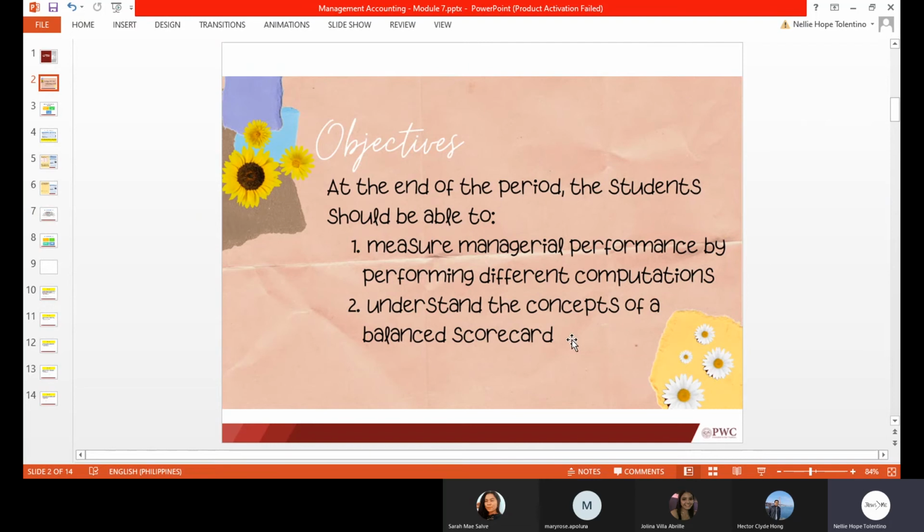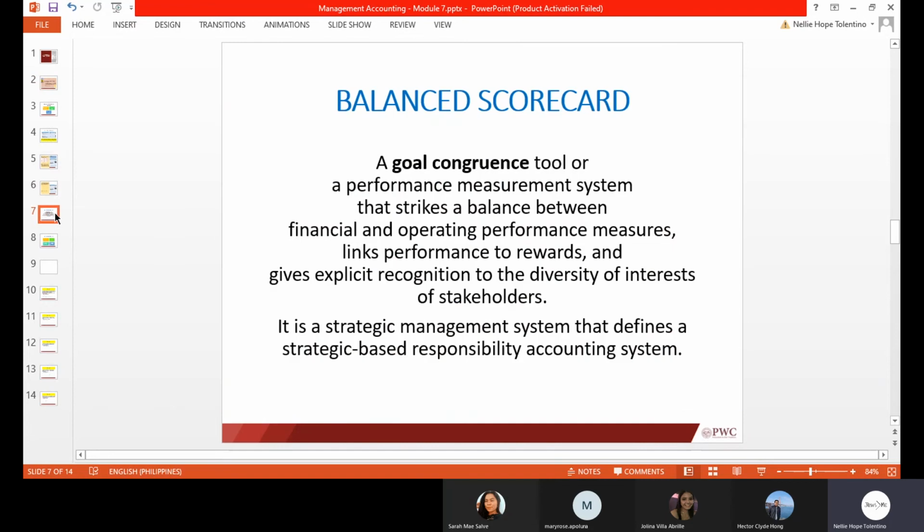Tapusin na lang natin ha. Ito na yung final topic. Kasi yung balanced scorecard ay walang computation. So, pwede na ilabas yung mga calculators. So, sige. Let's go to Balanced Scorecard. Balanced Scorecard is a goal congruence.